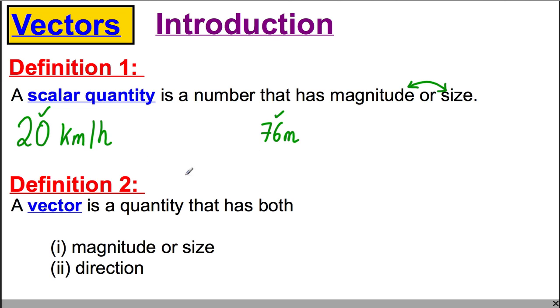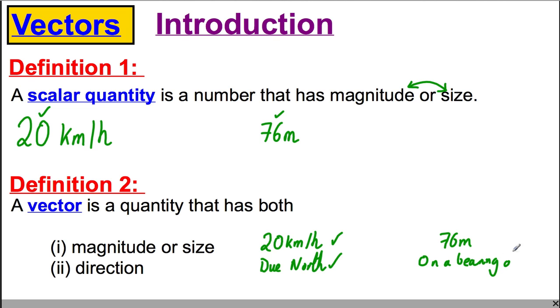So here, let's use these examples. How could we make this a vector? Well, its magnitude could be 20 kilometers per hour, and its direction could be due north. And now it's got size and direction, and so it is a vector. Okay, how could we make 76 meters a vector? Well, 76 meters would be the magnitude, and we could say, I don't know, on a bearing of 060 degrees. Okay, so that's telling me in what way to go.